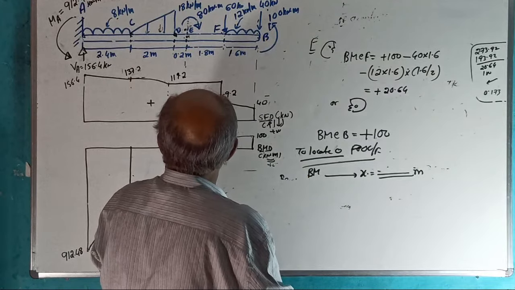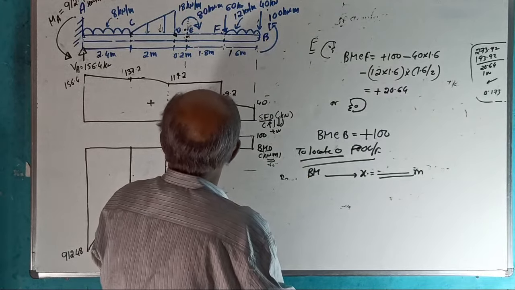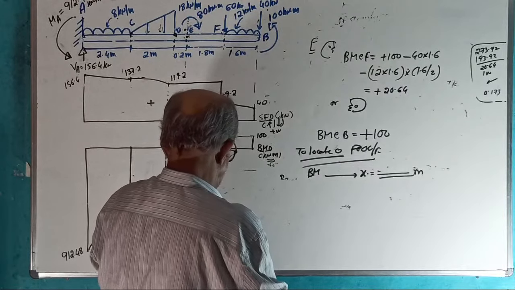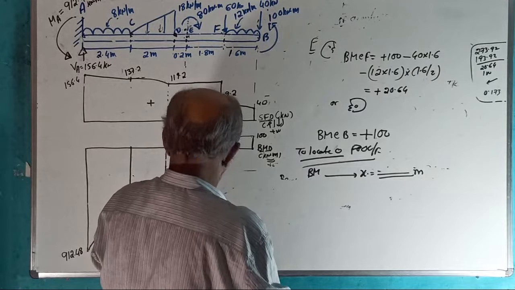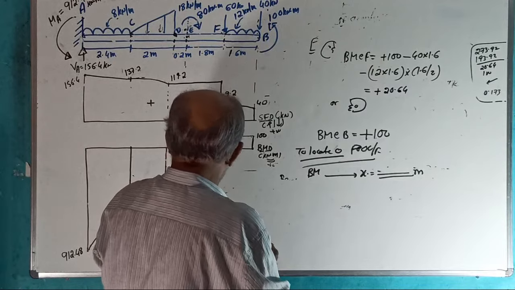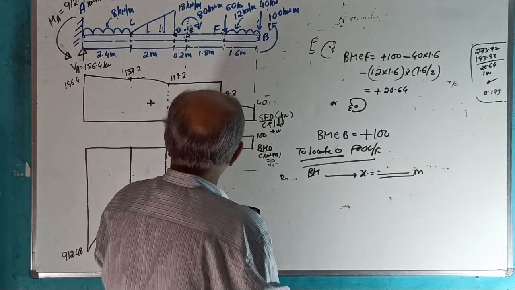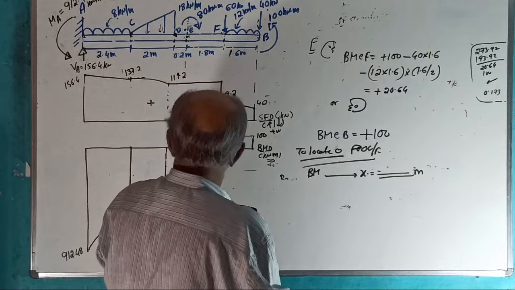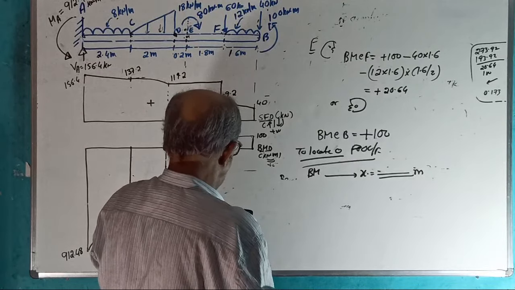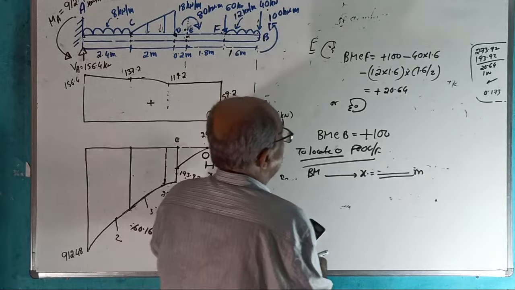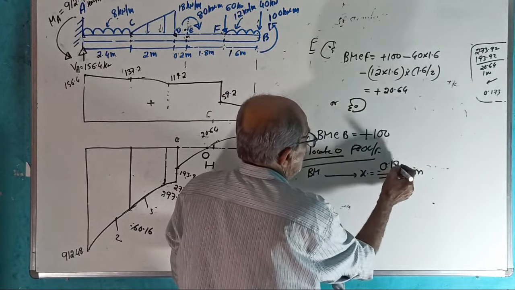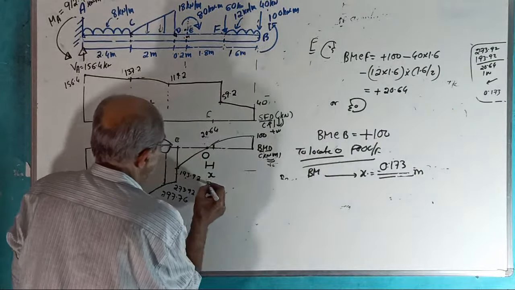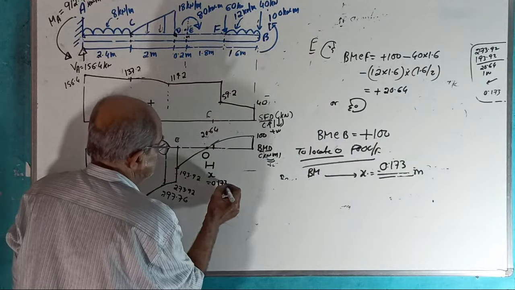Just bending mentally. Bending 20 point. Calculate, see. 0.173 meter. X will come 0.173 meter. Equal to 0.173 meter.